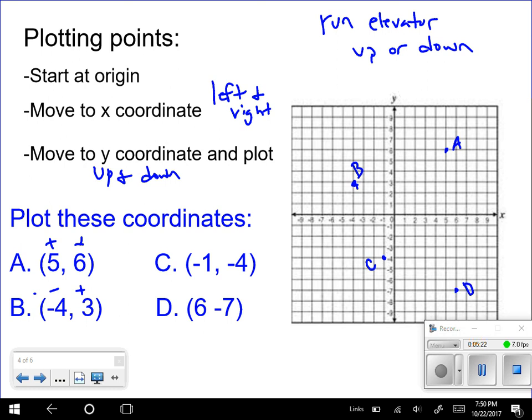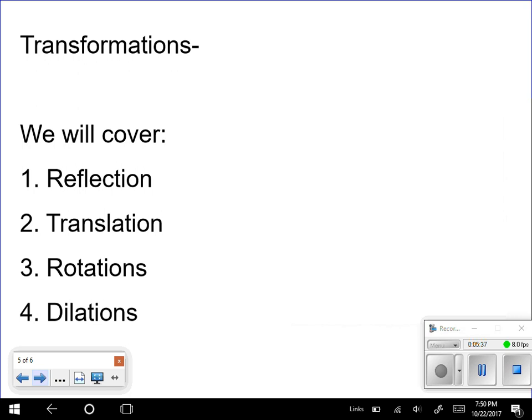So hopefully plotting those points will be pretty easy. On your homework, you'll have to plot those points, connect the dots, and draw a figure. Which will lead us into what we're doing more tomorrow and the next day. So that leads us into this section, okay?